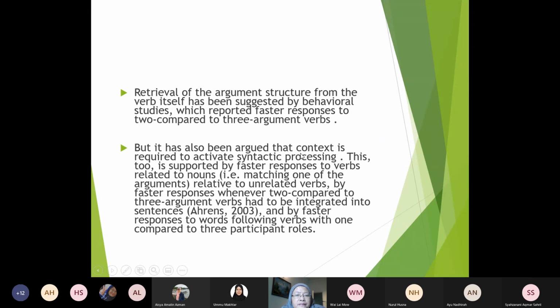Because it gets more complex, kan, if two argument versus three argument. But it also has been argued that context is required to activate syntactic processing. This too is supported by faster responses to verbs related to nouns relative to unrelated verbs. So whenever two argument verbs compared to three argument verbs, okay, what is this?